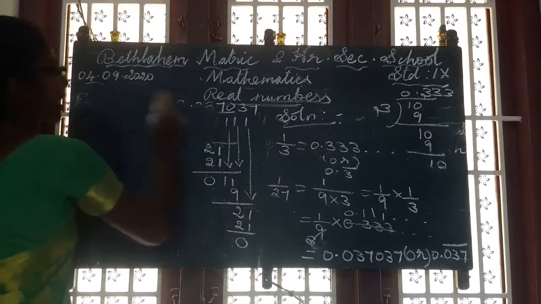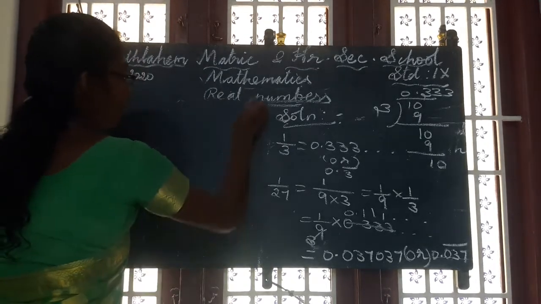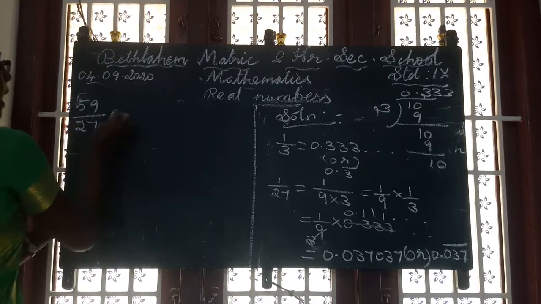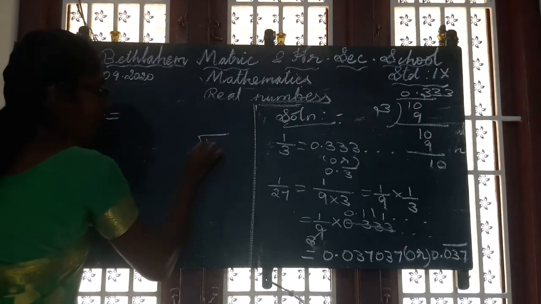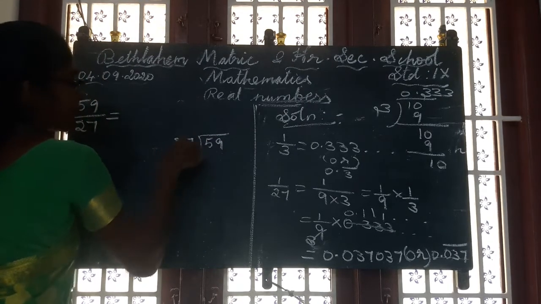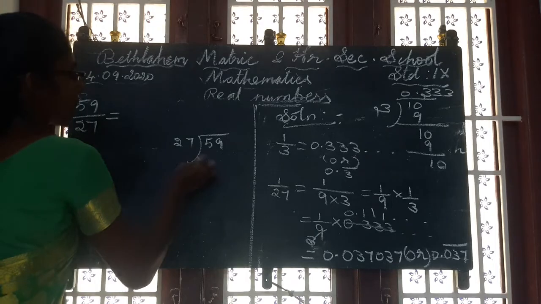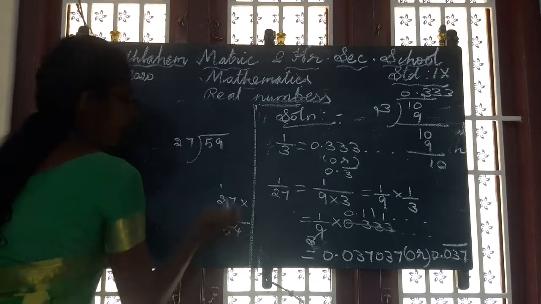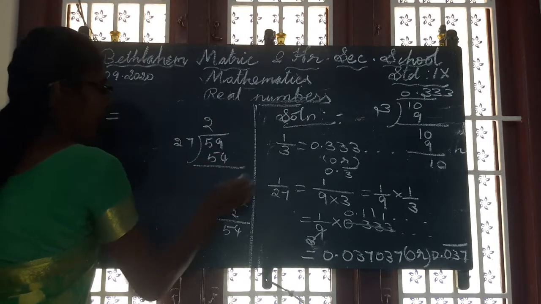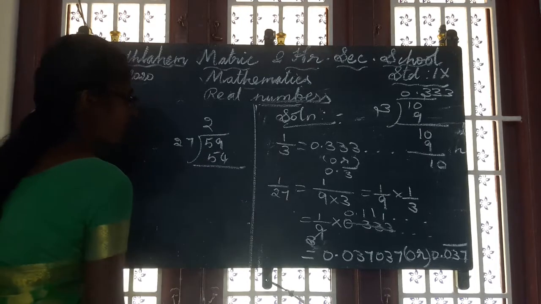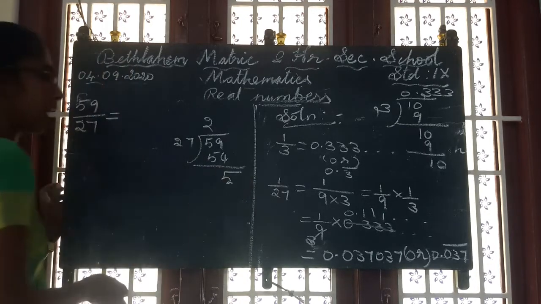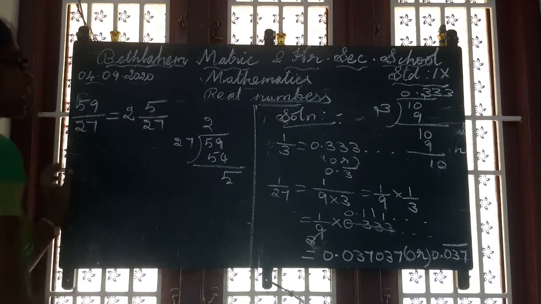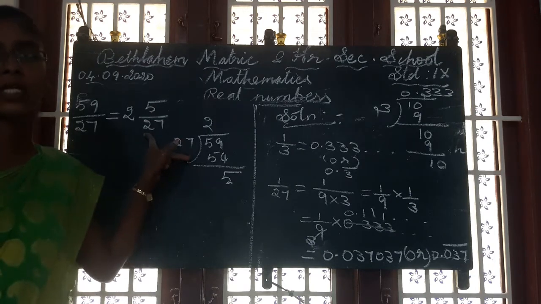59 by 27. First, we want to convert this into a mixed fraction. How can we convert this into mixed fraction? 59 by 27, how many times? 2 times. 27 into 2 means 54. 2 times 54, how much balance? 5 balance. So 2 and 5 by 27.